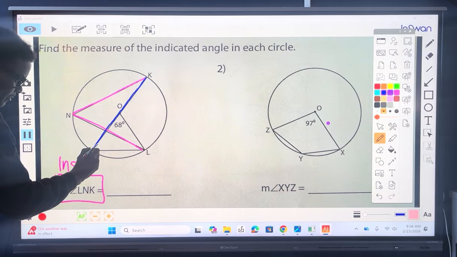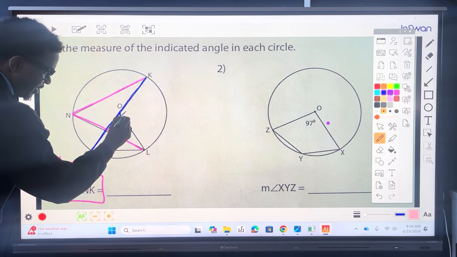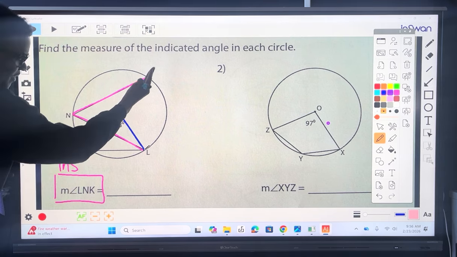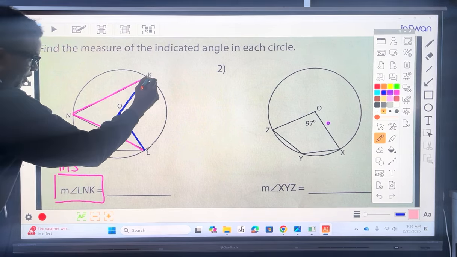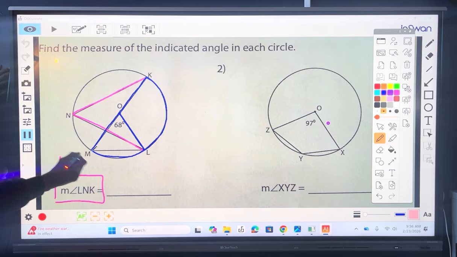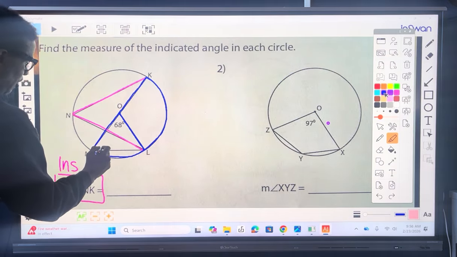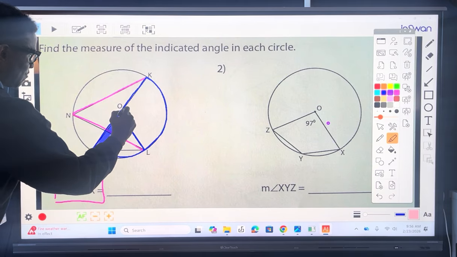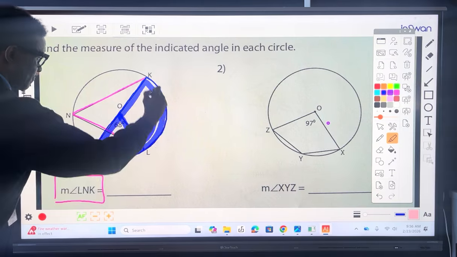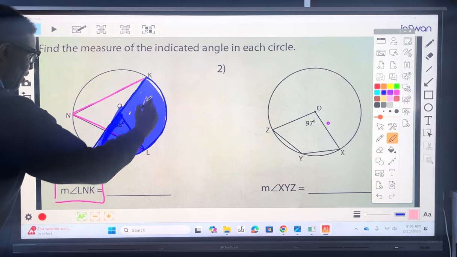What would you call this? All straight lines, right? And what do we know about straight lines? Straight lines add up to 180. So this entire straight line, all of this in blue, equals 180, even overlapping our triangle.